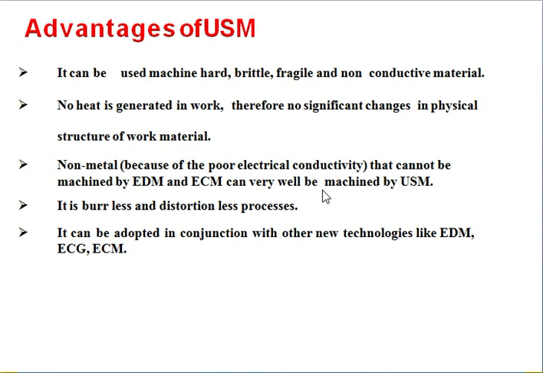Next, you can go with non-metal, because of the poor electrical conductivity, that cannot be machined by EDM or ECM, that is electrical discharge machining and electrochemical machining. Non-metals with poor electrical conductivity can be machined very properly by ultrasonic machining. And next, it is a burn-less and distortion-less process. So distortion occurring in this particular process is quite less with respect to other machining operations.